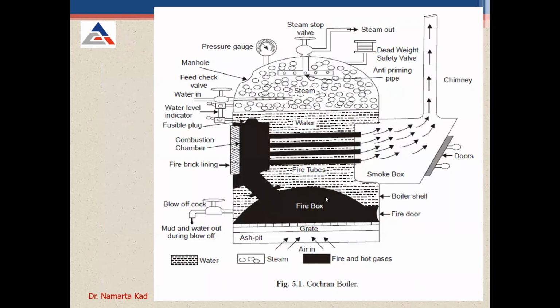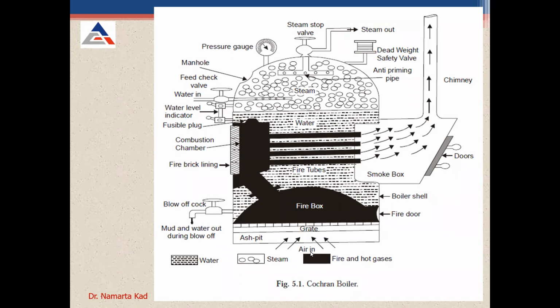And this is the main boiler which we have to study, that is the Cochrane boiler. So these are the different parts and how it looks. Actually it is a multi-tube vertical boiler. It is not a horizontal boiler, it is a vertical boiler. It is a multi-tube boiler.